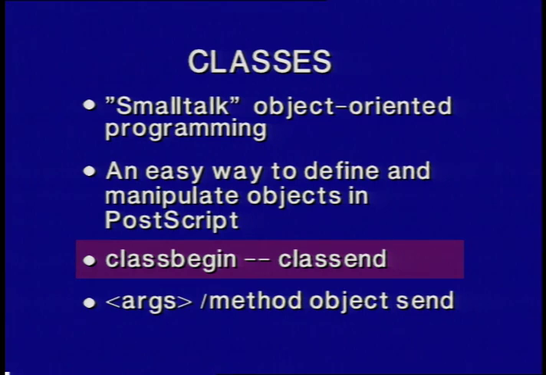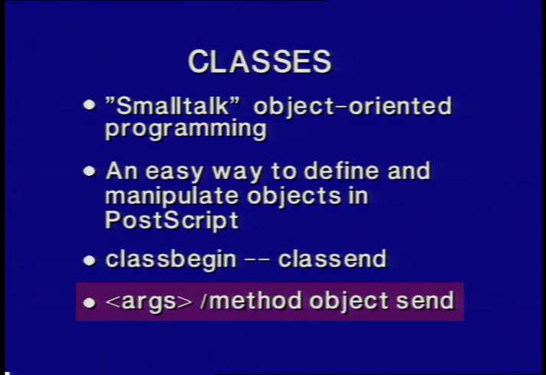They're defined by the class begin, class end primitive. So you say class begin, then you define the components of that class, and you say class end, and that takes all those components, bundles them up together, takes any classes that are supposed to be mixed into that class, and creates a new class object. And then you can use the new method, which you apply to a class as though it was an object, and that creates a new instance for you.